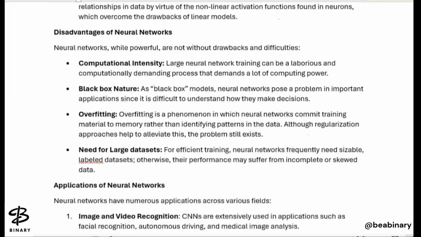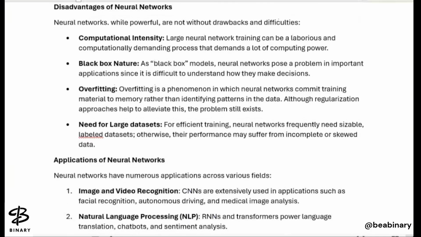Then the disadvantages of a neural network. Neural networks, while powerful, are not without drawbacks and difficulties. First, we are talking about computational intensity. Large neural networks, where the connectivity between each and every process and then parallel processing of that data is very demanding computationally. So the computational intensity will be very high when we are talking about large neural networks.